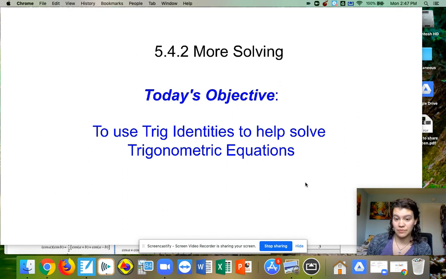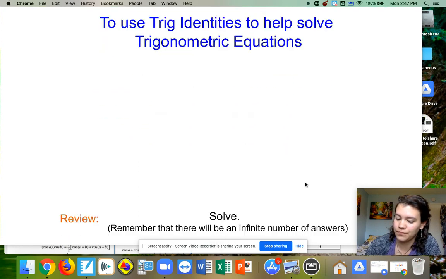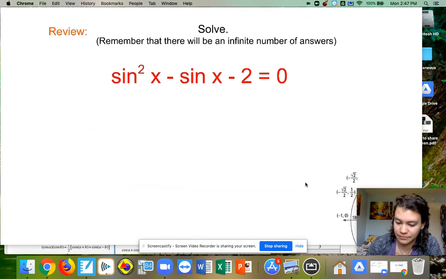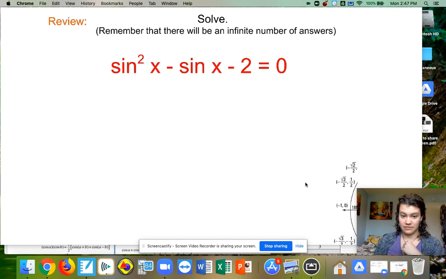So today we're going to do some more solving. It should be very, very similar to what we've done before, but just a couple more steps. You remember there's an infinite number of answers with this. So if we're going to solve this, we need to factor it.